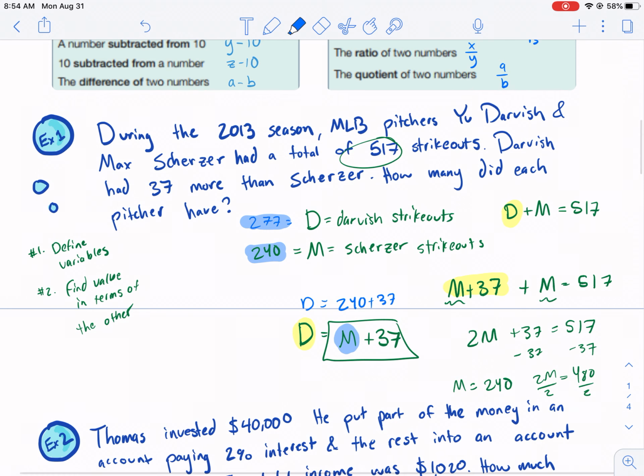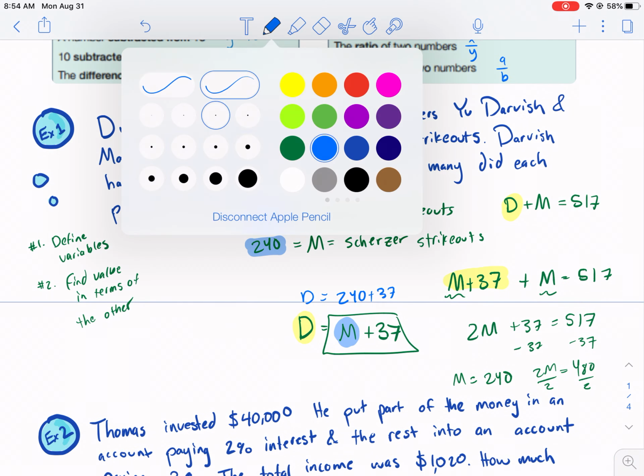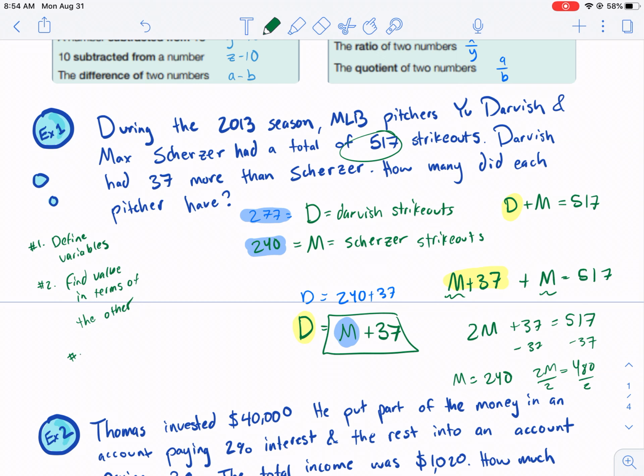So again, define variables, find values in terms of the other, and number 3, solve for each variable.